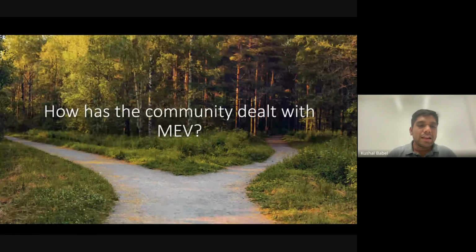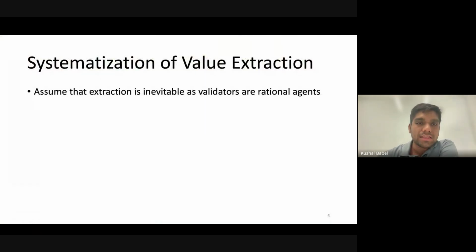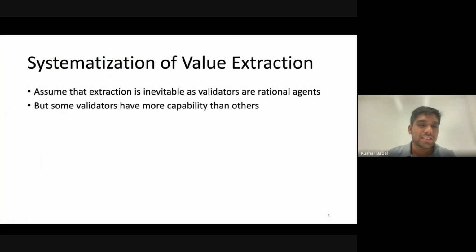There are basically two radically different approaches that the community has taken, symbolized by these two different paths here. The first one is what I call systematization of value extraction. In this approach, there's a core assumption that extraction is inevitable, and because validators are rational agents, they would just extract as much as they can.